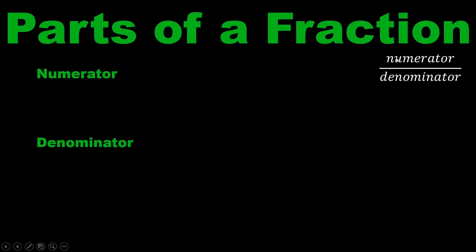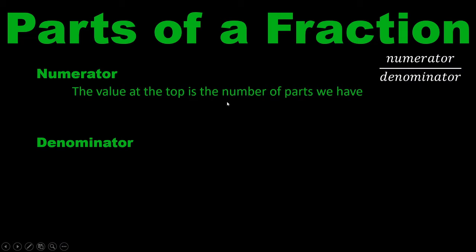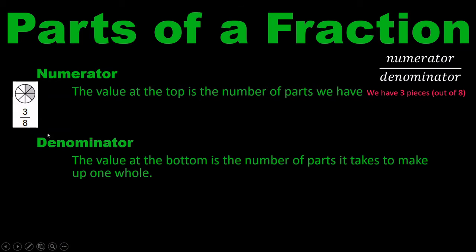As you can see over here, the top number is called the numerator and the bottom number is called the denominator. You'll want to write that down. The numerator, which is the top value, tells us the number of parts we have. So in this example, we have 3 parts shaded in, 3 parts out of 8, that is. The denominator, that's the bottom number, tells us the number of parts it takes to make one whole. So here there are 8 parts in one whole, and 3 of those parts are shaded in.